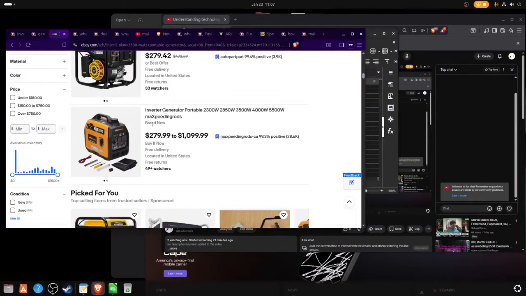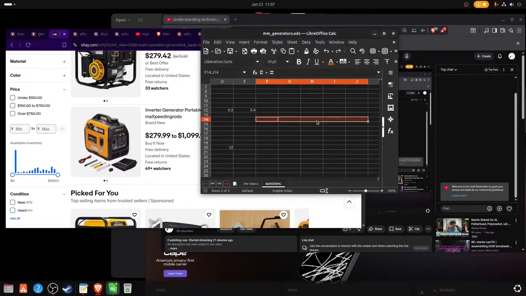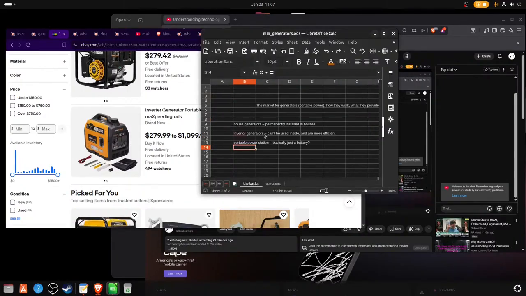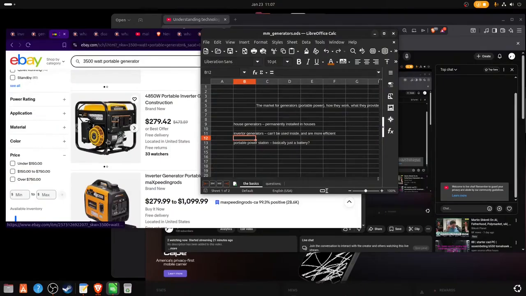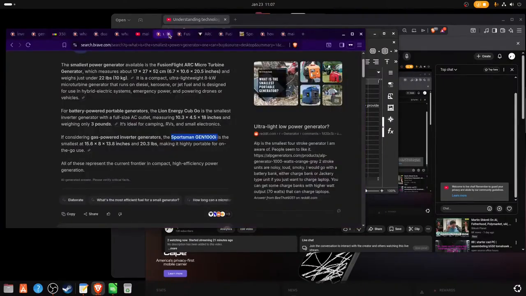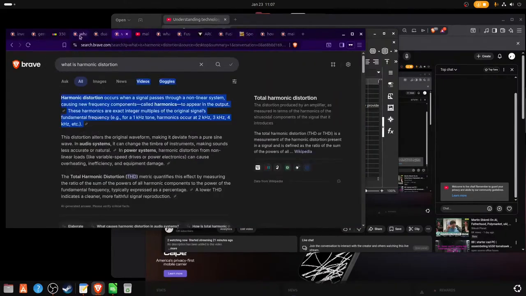Oh, this is cool. They have these at different prices, though. We wrote that down, though. What is this? Inverter generators can be used inside, the others can't, and they are more efficient. I don't see why this would be able to be used inside. Why could that one be used inside and one not? I think that's a silly thing. We'll dig into that real quick.